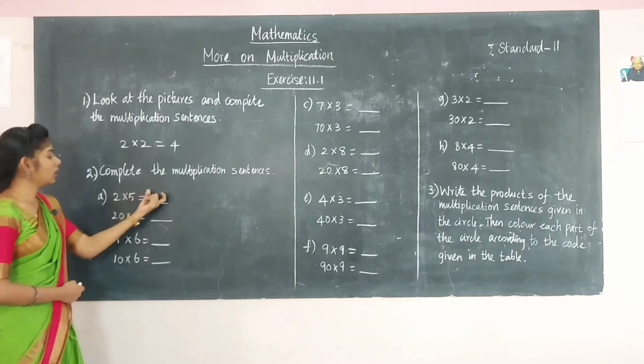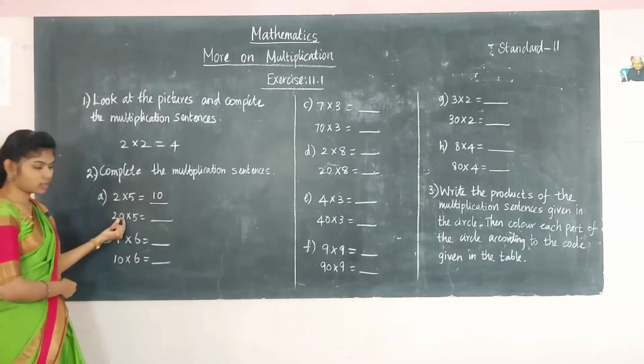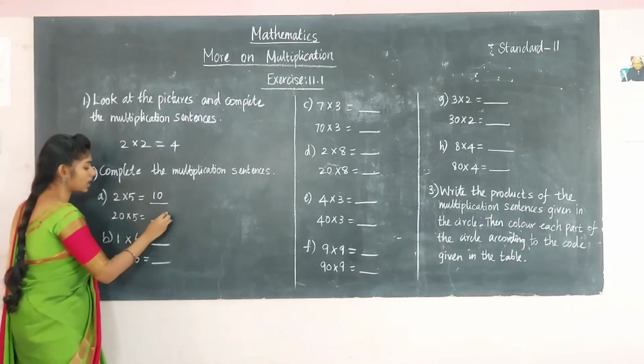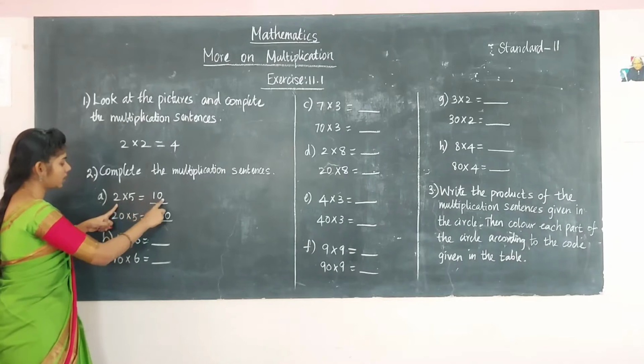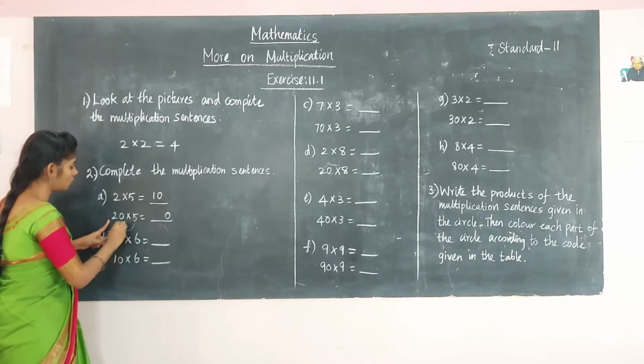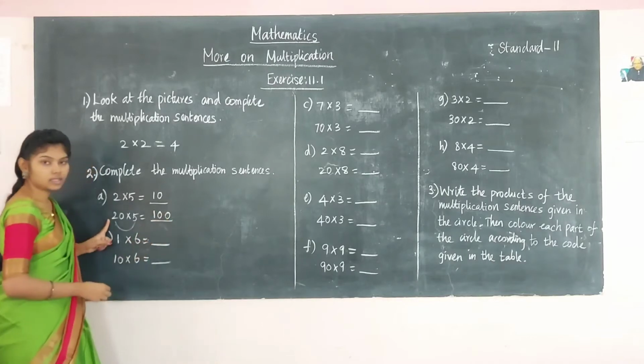2 5s are 10. And next one, see here 0 is here. So in the last place write 0, and here you have written 10, no? 2 5s are 10. Here also, see, 2 5s are 10. So write here 10. So the answer is 100.